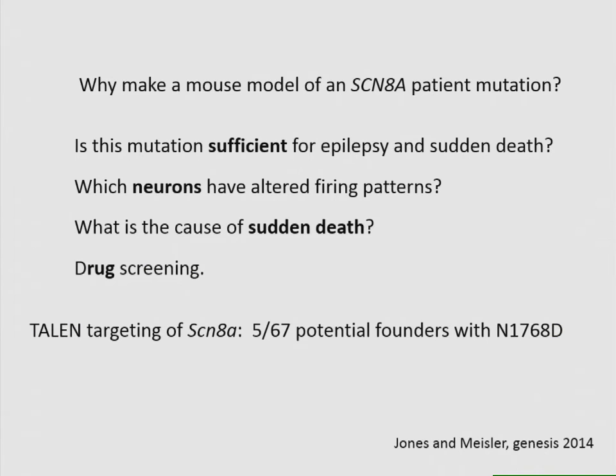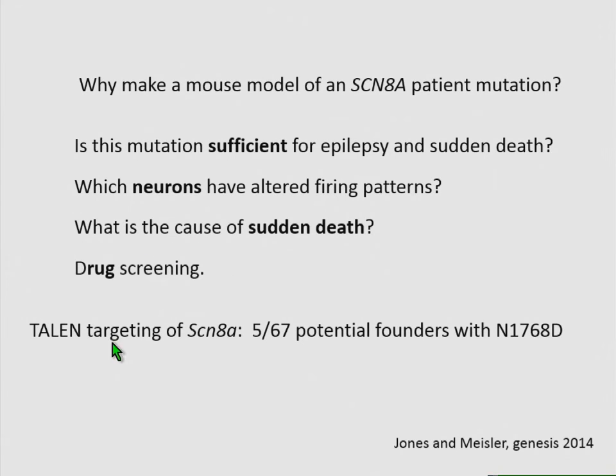So why make a mouse model when you already know this much? The human mutations are already identified. And these are some of the things we wanted to do by making a mouse model. We wanted to convince ourselves that this mutation was sufficient and nothing else in the patient background was contributing. We could learn a lot about which neurons are affected and where the source of these seizures might be, as well as looking into the possible causes of sudden death and, of course, hopefully finding treatments.